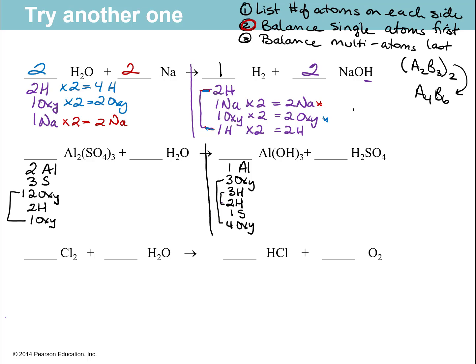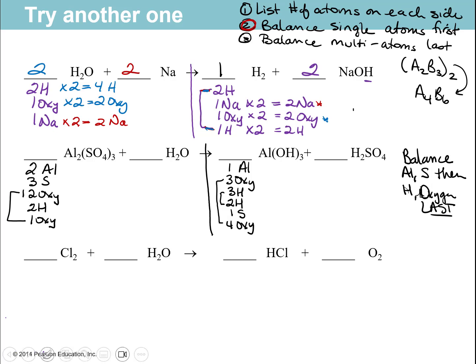So I would definitely leave the oxygens to last. I would balance aluminum first, since it is found in one place on either side. Then I would balance sulfur because it's in one place on either side. Then I would balance hydrogens because hydrogens are in one place on one side, 2 places on the other side. I would balance oxygen last, because do you see that oxygen is in every single molecule? It's on both sides.